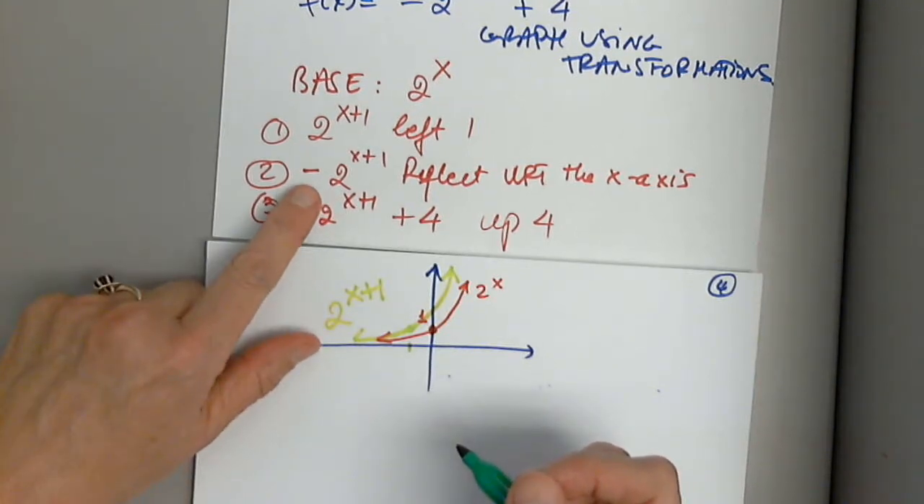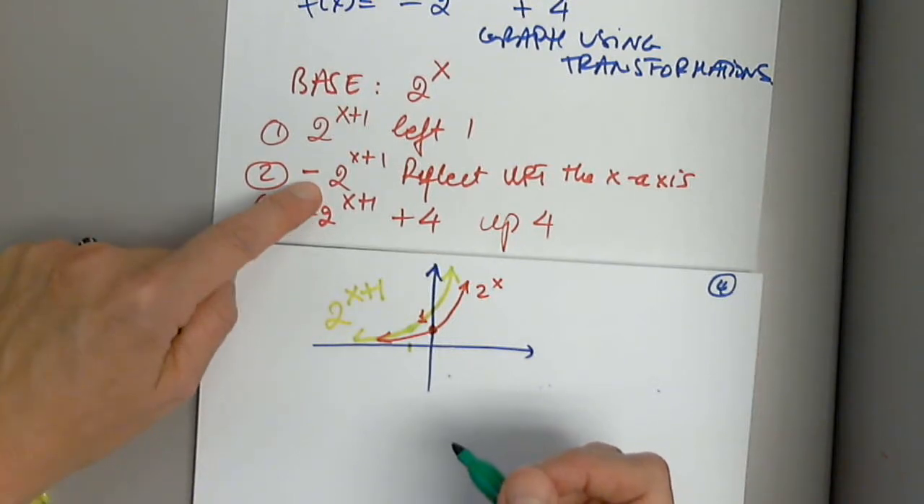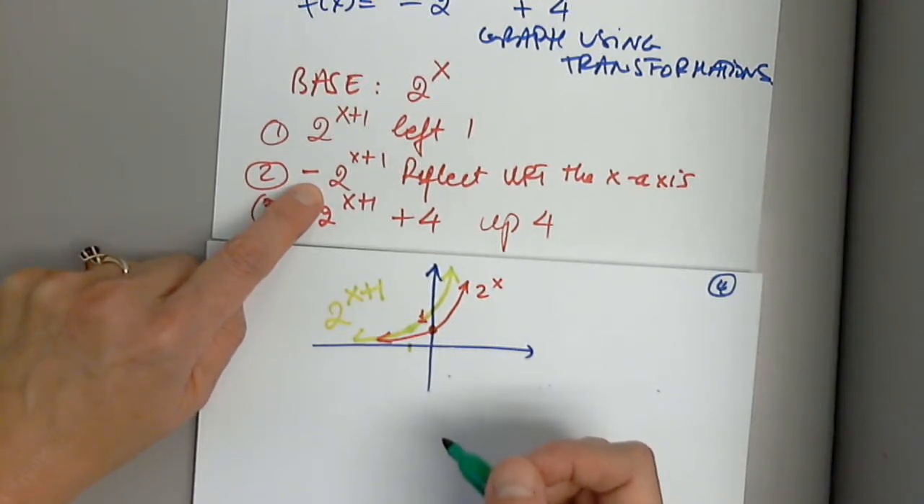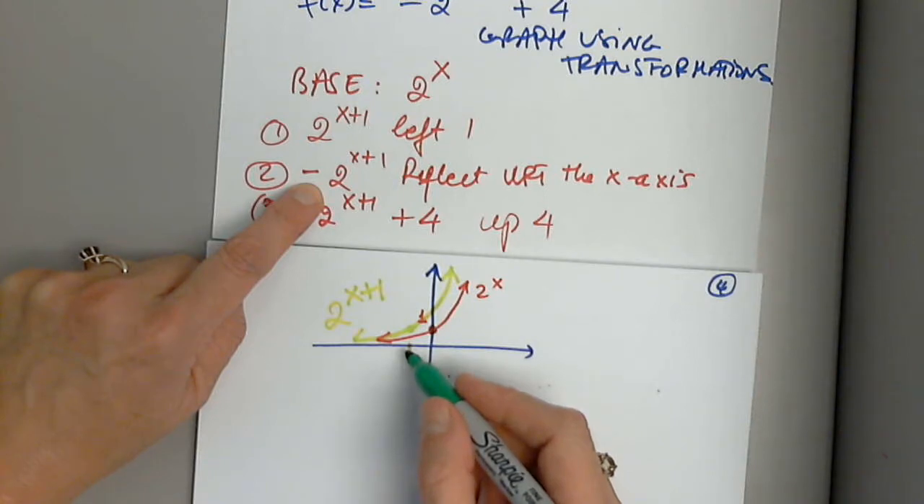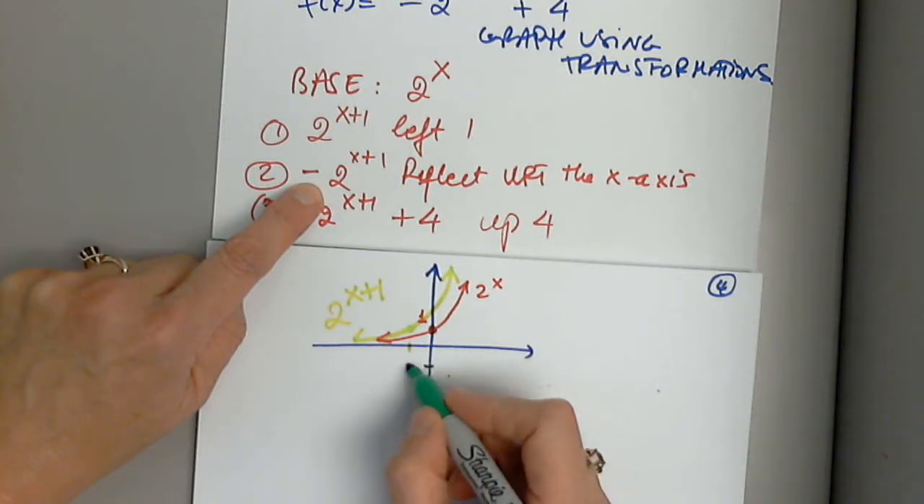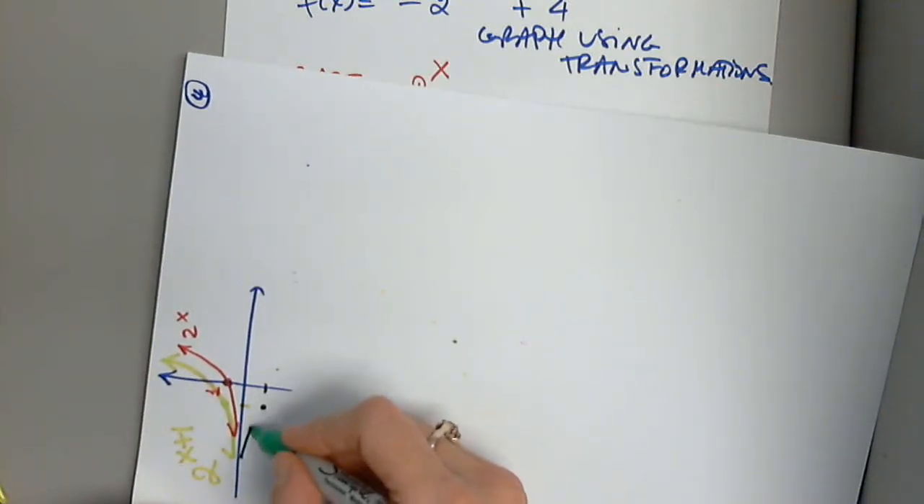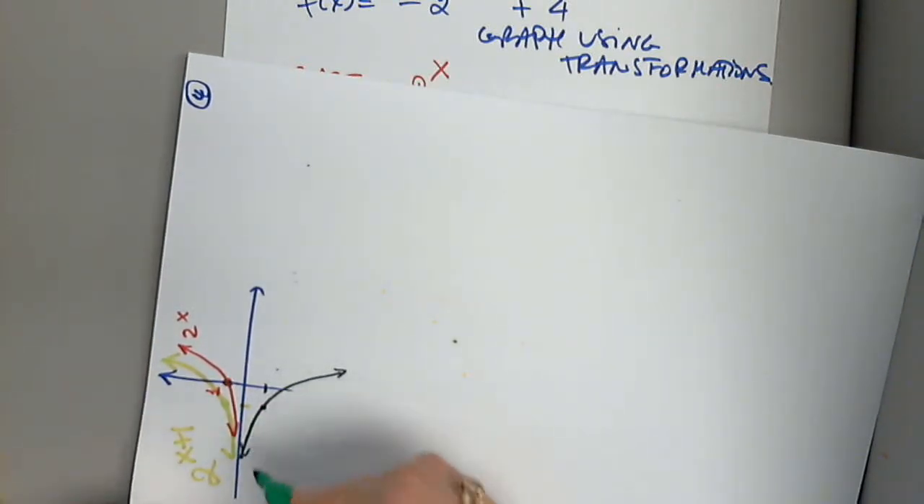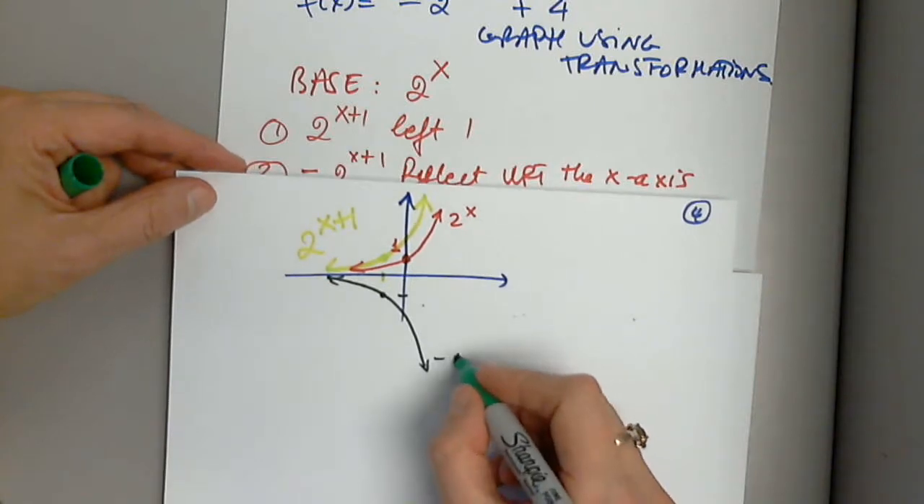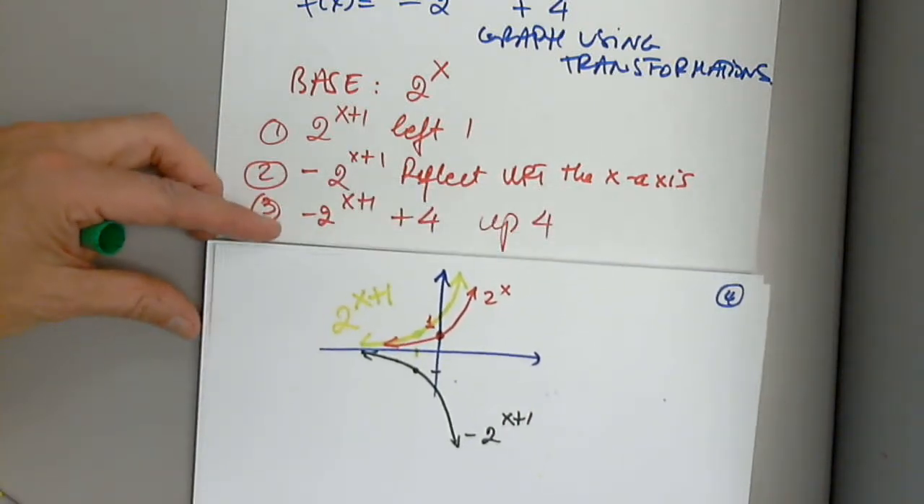We're here with number 2. Exactly. Which point will that be? Perfect. Negative 1. Exactly. Negative 1, negative 1. So this is negative 2 to x plus 1.